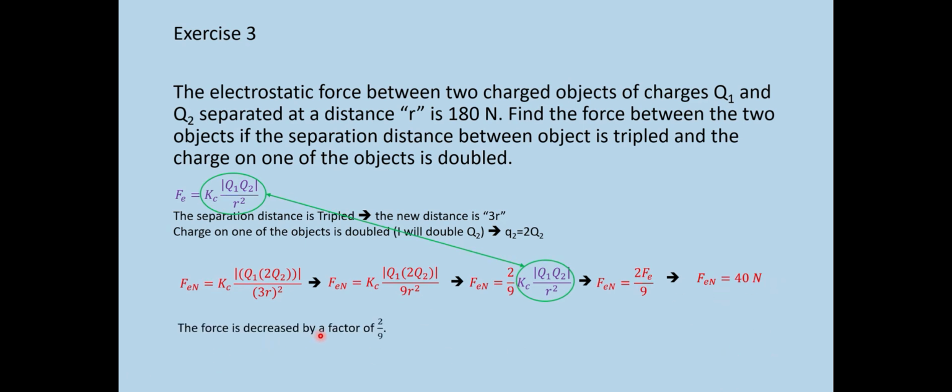The force is decreased by a factor of 2 over 9. How do we know? The force was 180. It became 40, so it decreased. By what factor was that change? As we see in this part, it is 2 over 9.